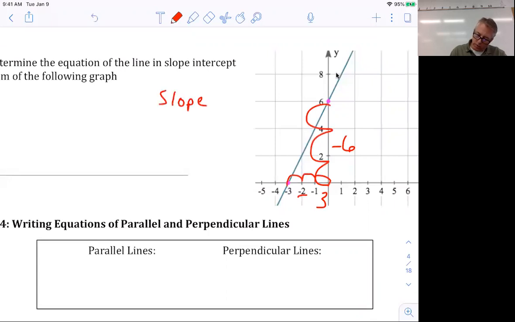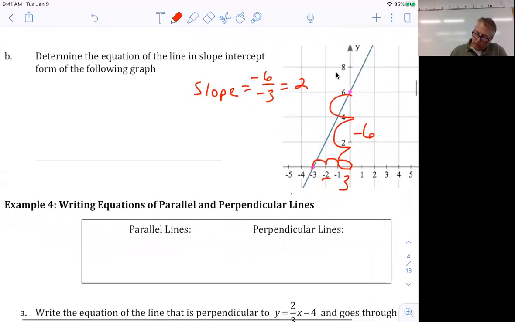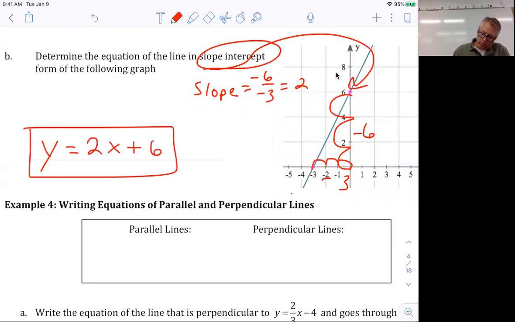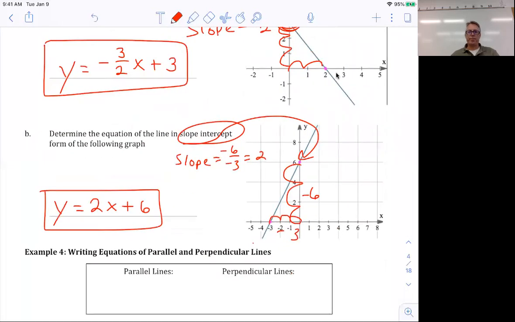So our slope was -6 over -3, which is +2, which makes a lot of sense because my line is going upward. So we should get a positive slope. We have a y-intercept of 6. So I get y equals 2x plus 6. All right, any questions yet? We're rolling. We got one more thing.